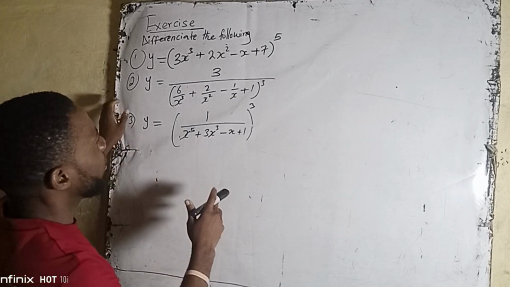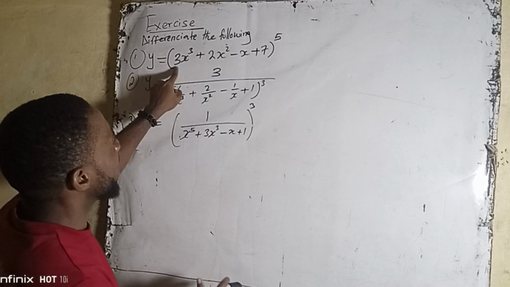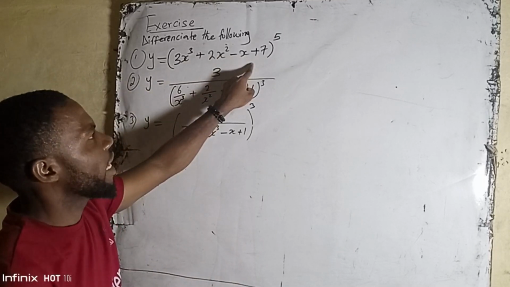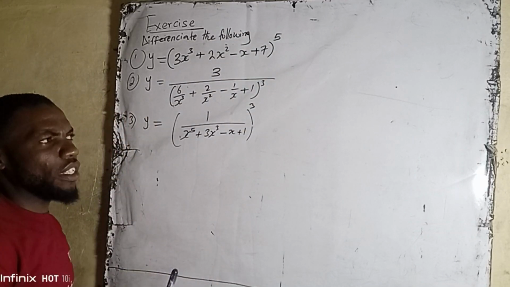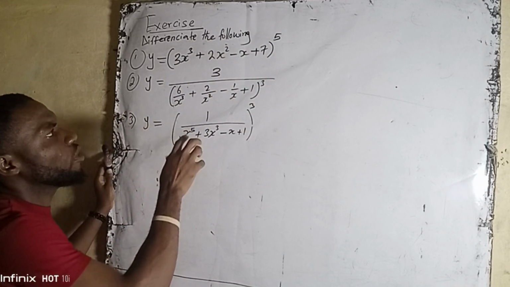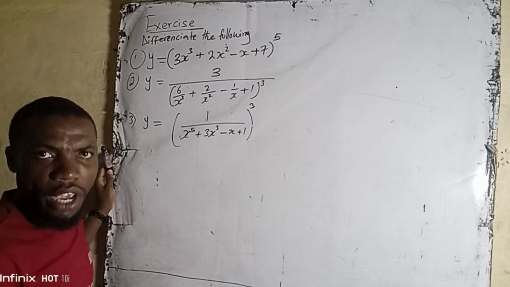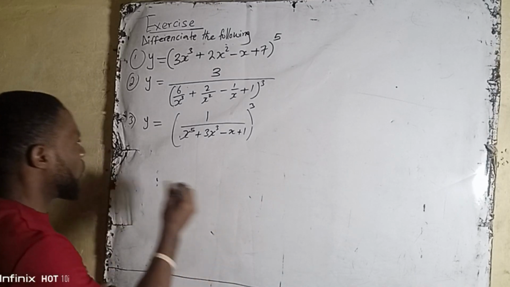If you look at this, they say we should differentiate everything in this bracket raised to the power of 5. So how do we solve this? The only way we can solve this is the use of chain rule. Now, what is the chain rule? This is the rule for chain rule.